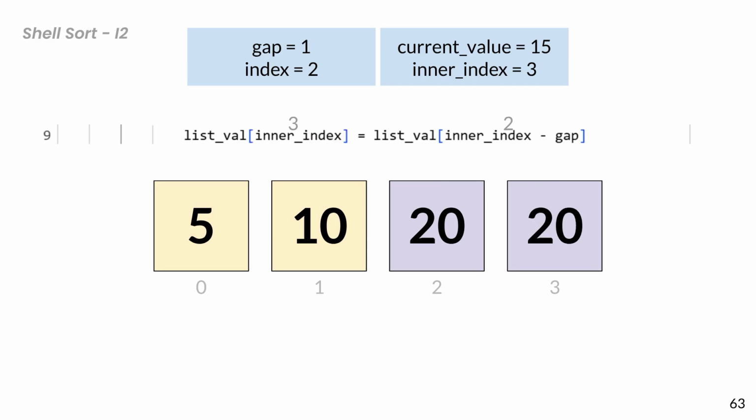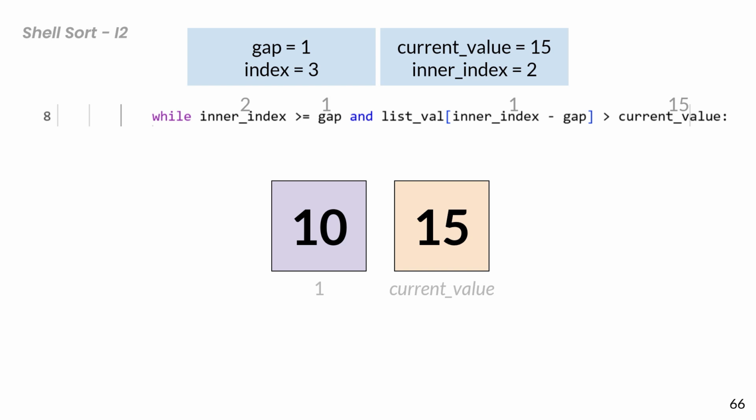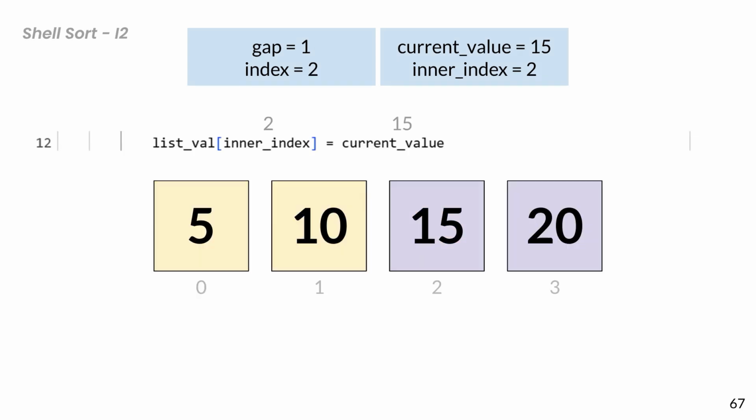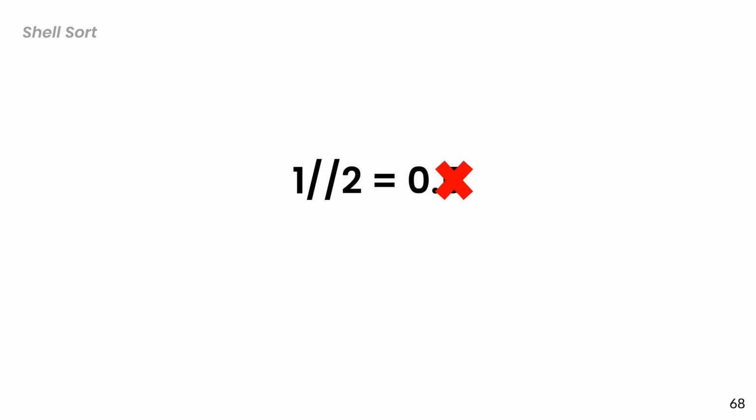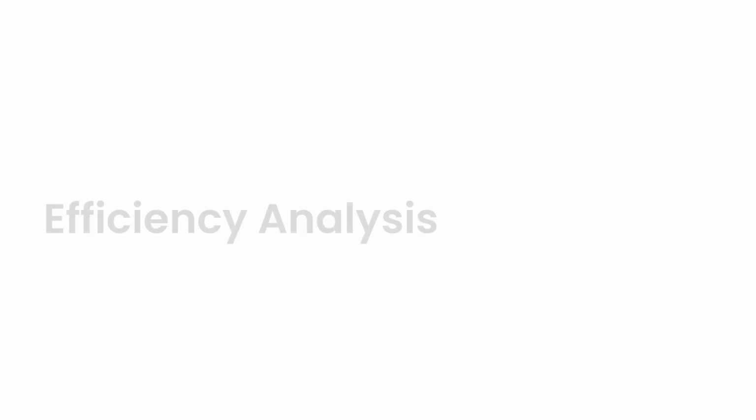20 overrides the position of 15, and we reduce the inner index value by 1, making it equal to 2. We check the conditions for the inner while loop again and satisfy the first condition. However, we fail at the second condition, breaking us from the inner while loop. We save the correct position of 15 and finish the for loop. Since the for loop is finished, the gap is once again halved. However, since the quotient is equal to 0, the outer while loop ends, leaving us with this sorted list.